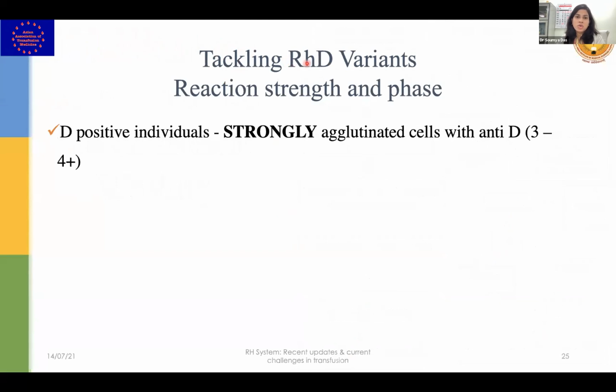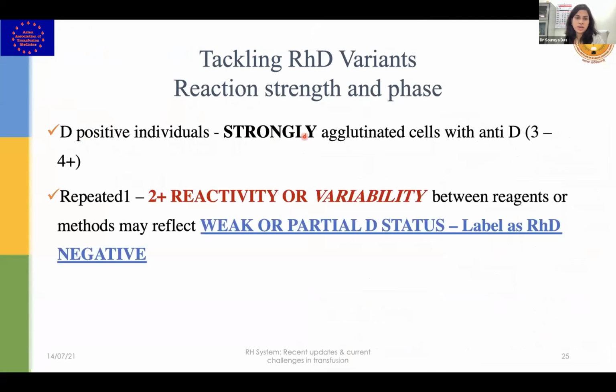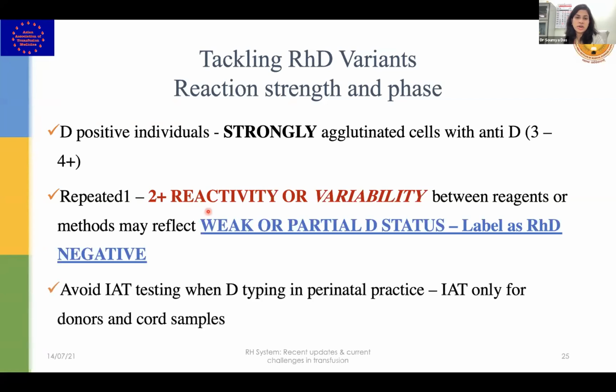Now coming to how we tackle the RhD variants if we encounter them in our lab setups. If it is D positive, where we are getting a strong positive reaction, then go ahead and report it as positive. But suppose you are encountering a 1+ or a 2+ reactivity, it is better to label them as RhD negative, as they may have a weak D or partial D status. And further, we need to do genotyping in order to administer anti-D.